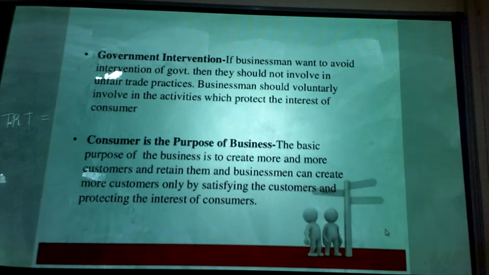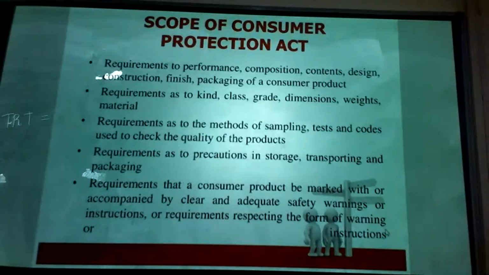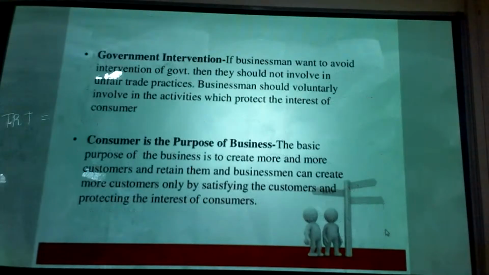Next, the consumer is the purpose of the business. The purpose of business is to create more and more consumers, and the businessman has to retain the customer. That is possible when they provide quality goods; only then will the consumer be retained in the long term. When you adopt unfair trade practices, customer ignorance will happen. Ultimately you have to satisfy the customers. So that is another importance.